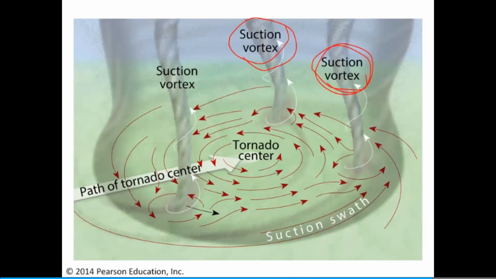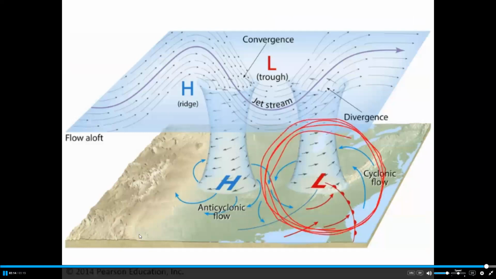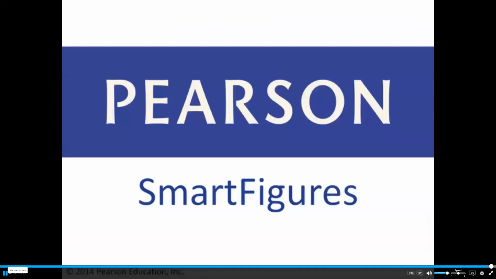Is there any other rotating column of air that is even larger than a mesocyclone? Well, yeah, as I mentioned in my introduction, there are. Those are these midlatitude cyclones. These are much larger regional features that are hundreds of kilometers across. An example of one of those is over on the right side of this image. And of course, we talked about that in another SmartFigure. Thanks a lot for your attention.